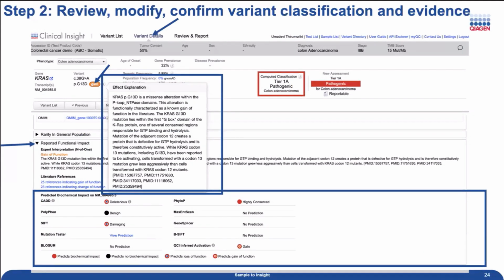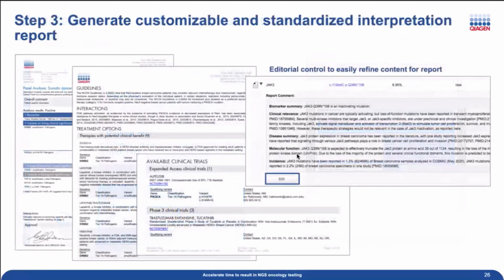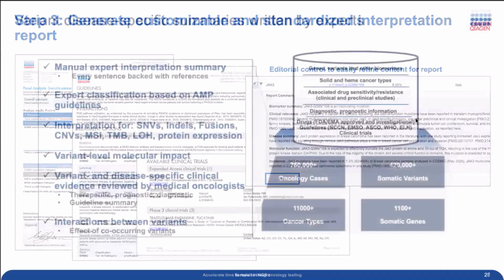Once that's done, we can head to the third and the final step in the process, which is to generate the clinical report. The end result from QCI Interpret 1 is a fully customizable report with relevant variant information, including ACMG pathogenicity, AMP actionability, relevant drugs and clinical trials, prognostic information, and customizable interpretive comments. The interpretive comments are written by a team of MD, PhD experts and are oncologist reviewed and contain a wealth of information about the variant.